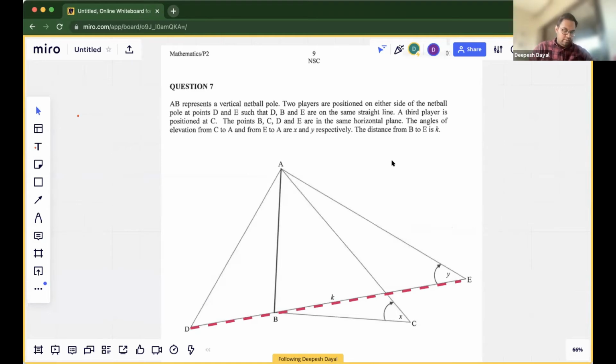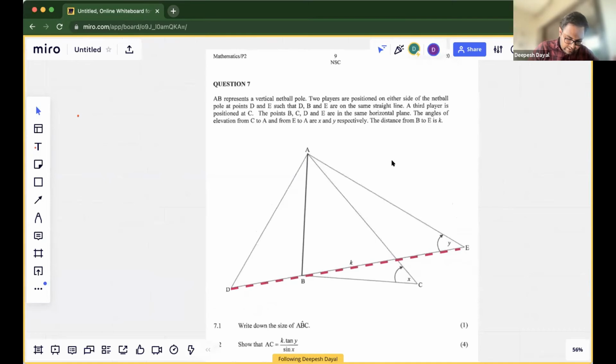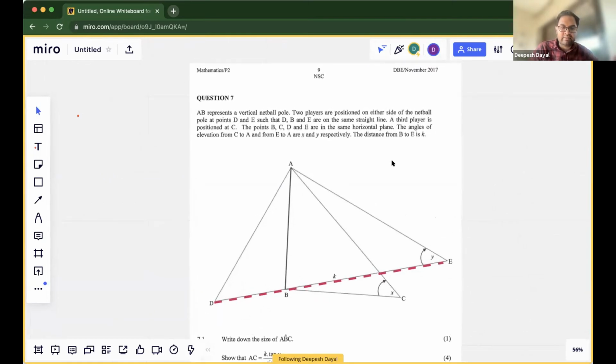Okay. So the first question says, write down the size of angle ABC. You can just unmute or type in your chat and let me know what is the size of angle ABC and what is the reason.